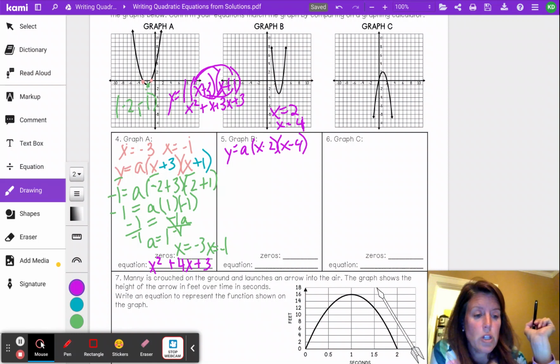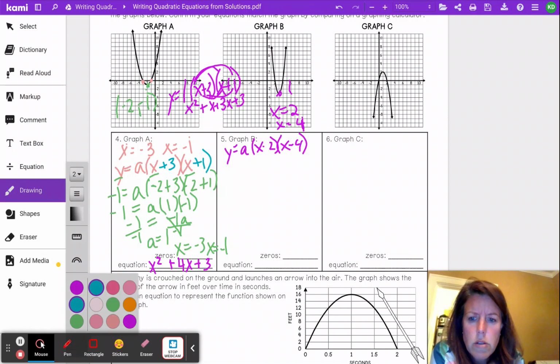All right. So now next step says to find a point on the graph and plug it in. So again, use that either minimum or maximum. So here it is right here. And so let's see, that is positive 3, negative 3. So let me do a different color. 3, negative 3.